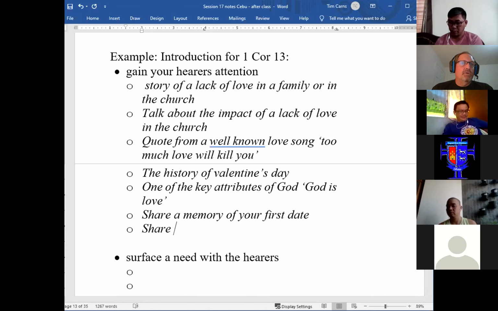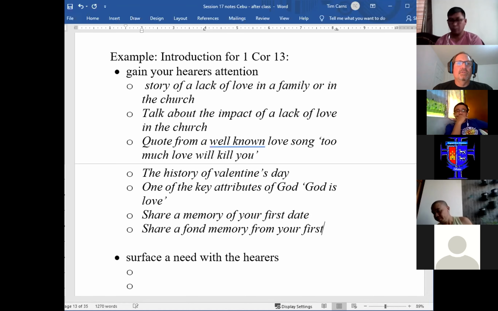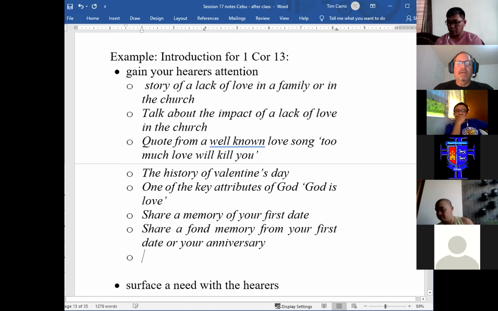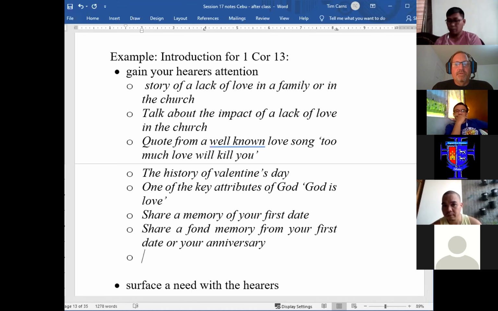But maybe, or if you want it not to be funny, share a fond memory from your first date or your anniversary. People really like personal stories too. If you say, the first anniversary we were married, we went back to a place where we spent our honeymoon, and you can just share a little bit. It's serious, but it'll get people's attention, and it's personal. It's in the form of a story.